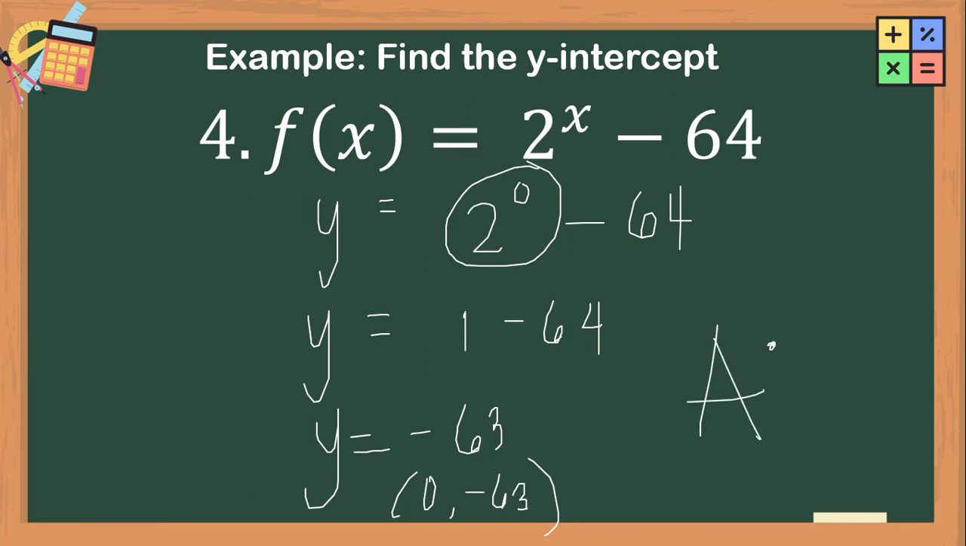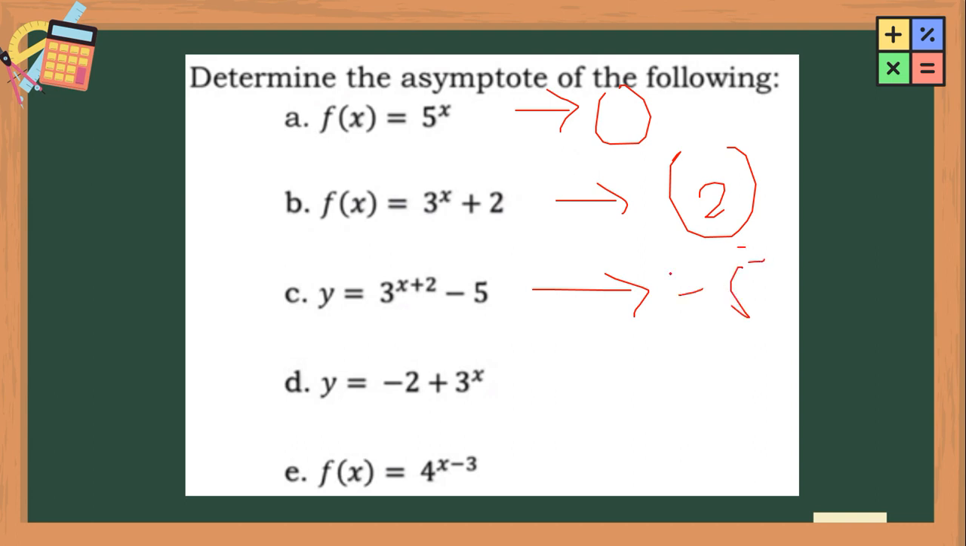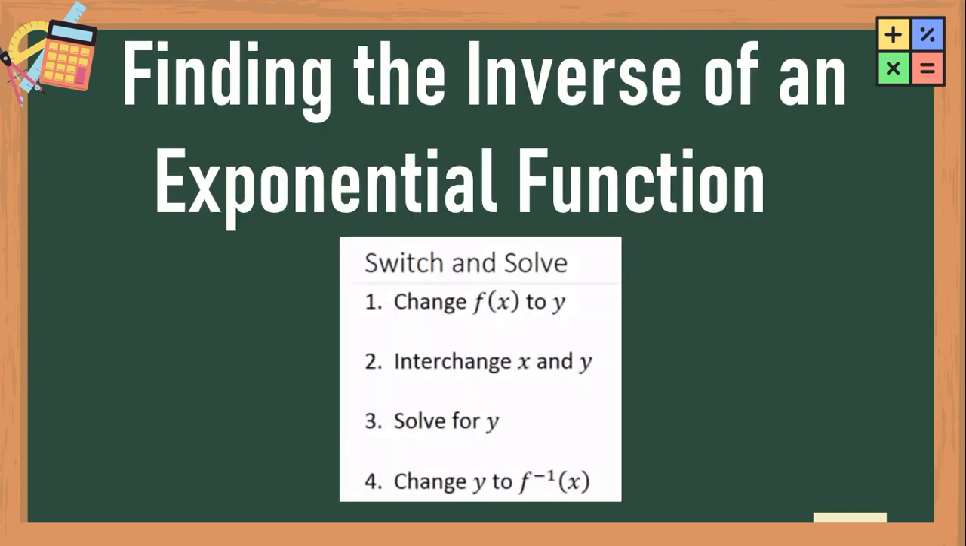What is the asymptote here? Negative 64. Now, next, what is the asymptote of letter A? 1. Number 2 naman, positive 2. Next, negative 5. Next, negative 2. Next, 0. Uy, iba yung none sa 0. 0 lang, walang none. Okay, next.